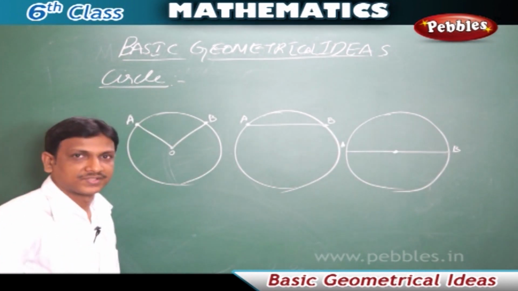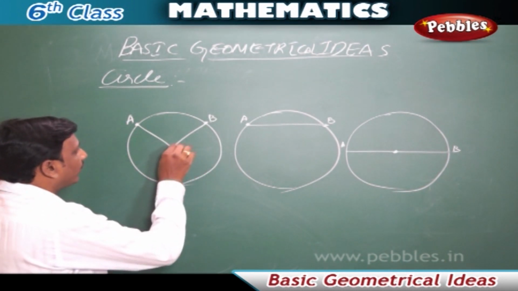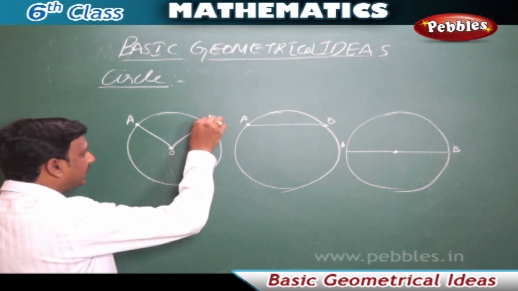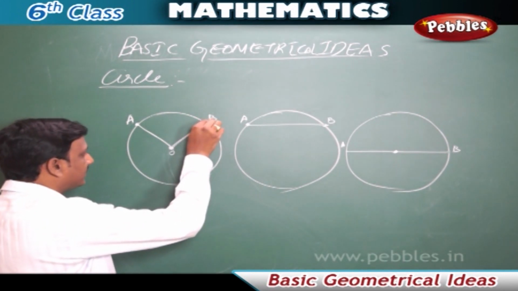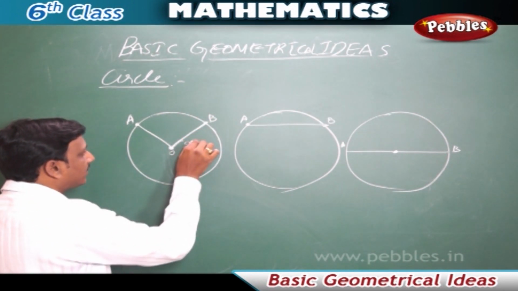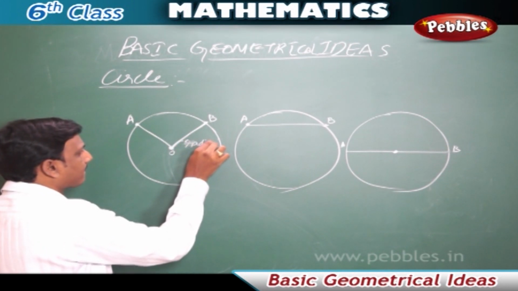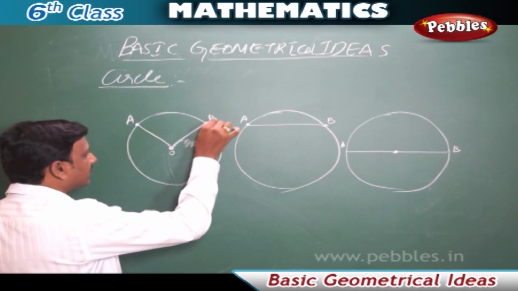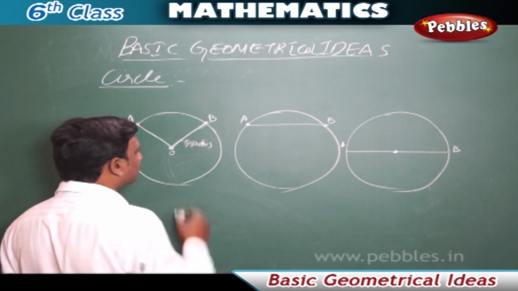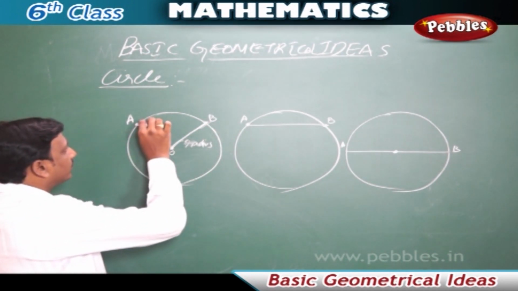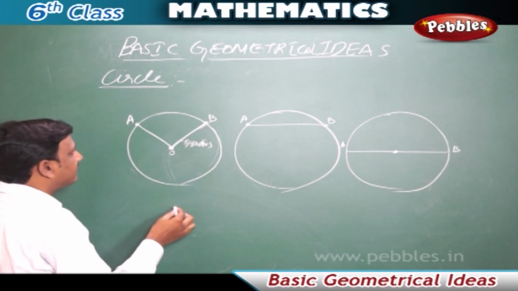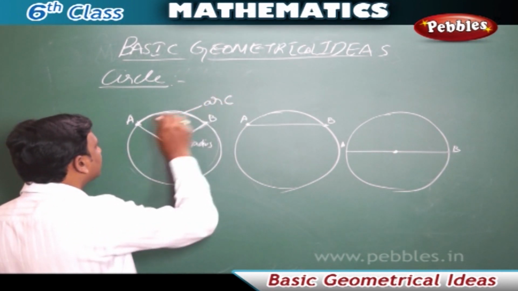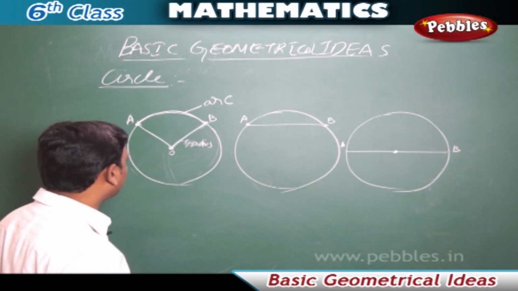Now let us see the other parts of a circle. Here this line from the center of the circle to any point on the outer curved edge is called radius. Radius, center to the edge. This distance is called radius. Now, the total length of this curved edge is called circumference, and a part of the curved edge is called arc. Say for example, here to here, this part is called arc.